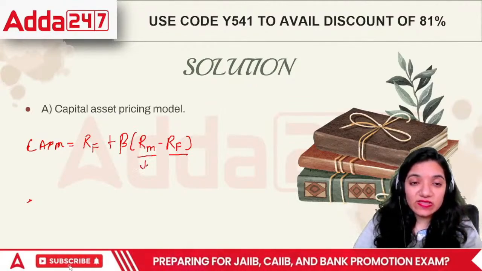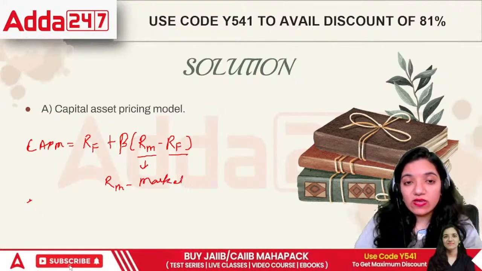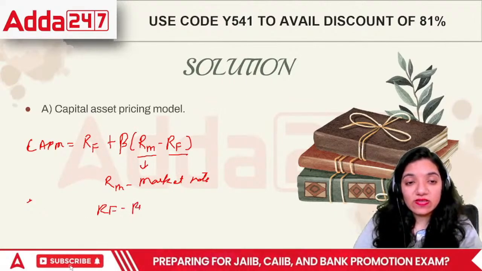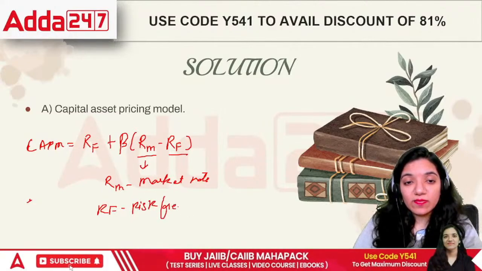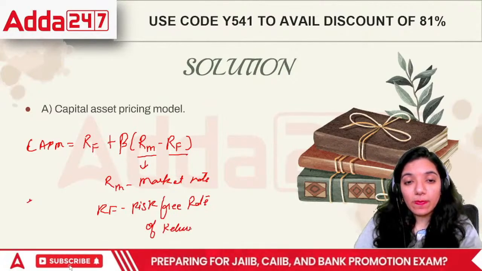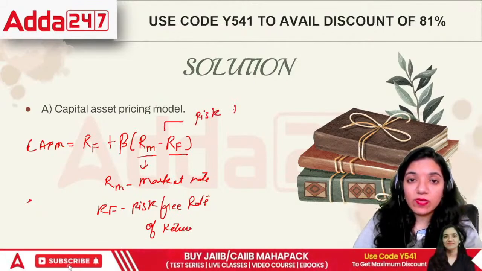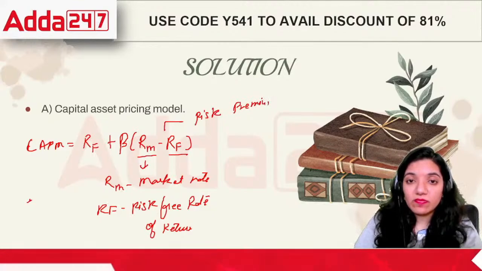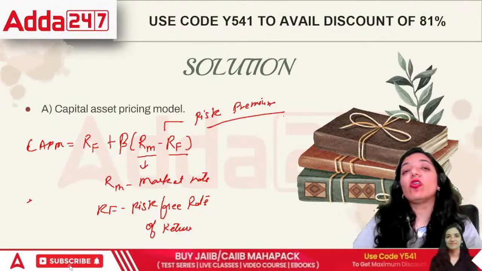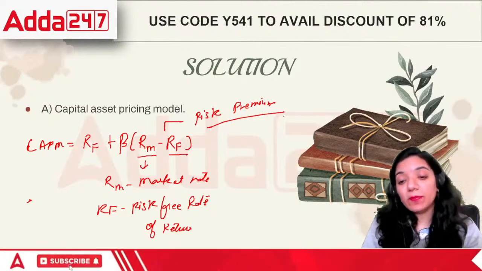This means RM is the market rate, and RF is the risk-free rate of return. This is called the risk premium. So this is the CAPM model, also called the capital asset pricing model. This is a question from Module B.